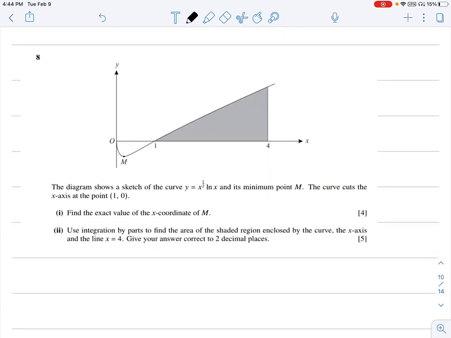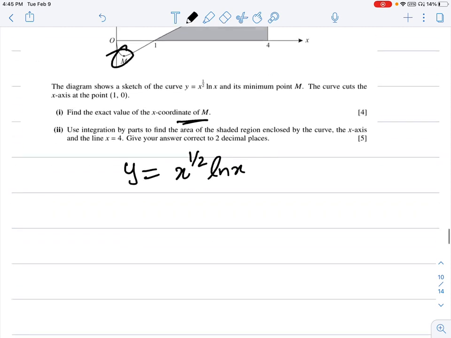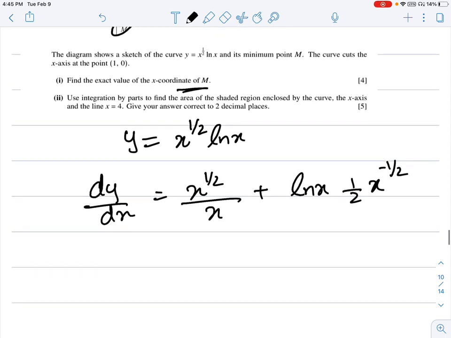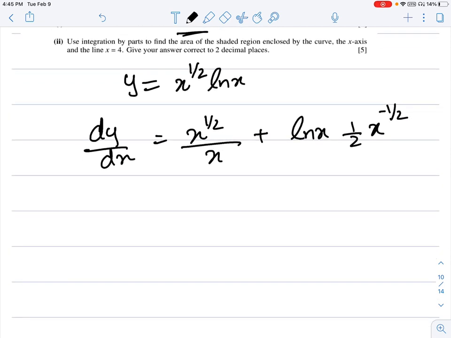Question number 8. Find the exact coordinate of M. Where is M? M is the minimum point of this curve. So what should I do? Find the derivative and equate to 0. So y is equal to x to the power of 1 upon 2 ln x. So dy by dx is equal to x power 1 upon 2 divided by x, ln x derivative is 1 upon x, plus ln x times the derivative of x power 1 upon 2, which is 1 upon 2 x power 1 upon 2 minus 1, that is minus 1 upon 2. So now equate this to 0.